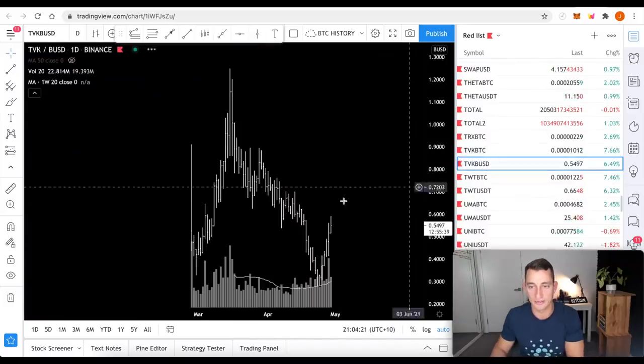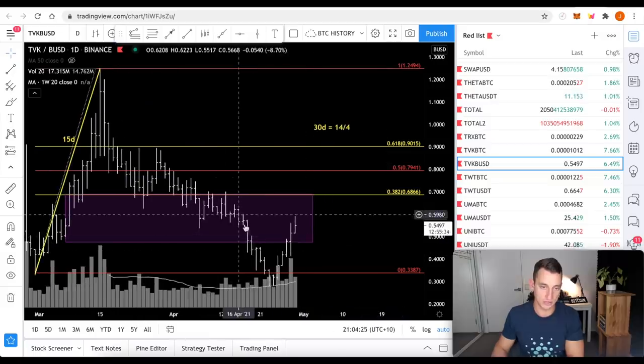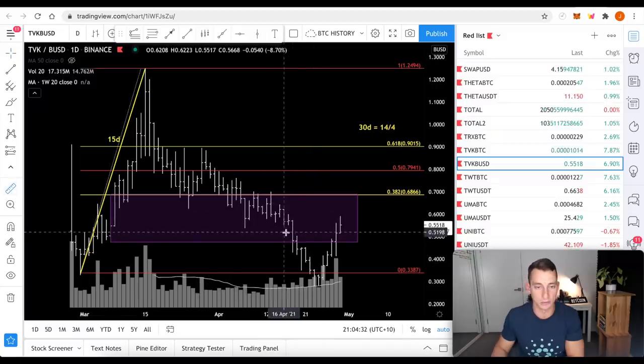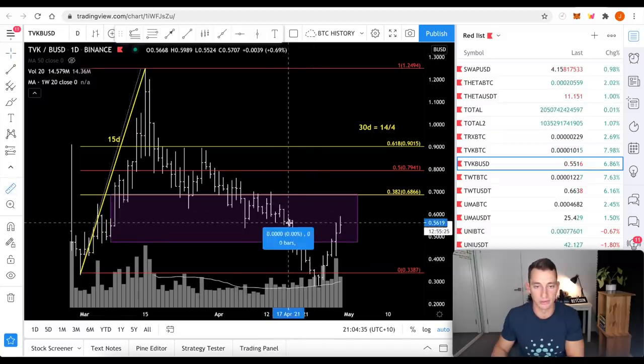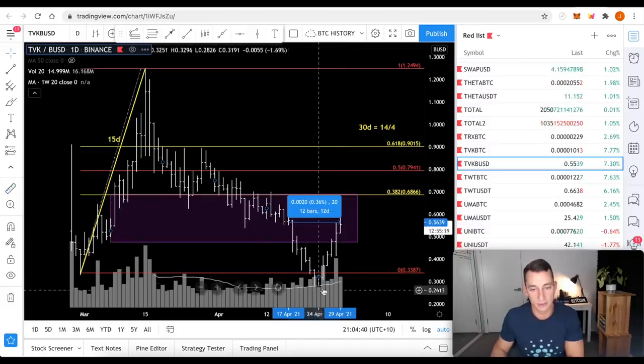TVK USD, 55 cents. Look at that bounce. That's a solid bounce. This was the part where everyone was writing saying it's garbage, I got into it and it's garbage. This is what happens every time when people don't do their research and they're not convicted on their project that they're in. 12 days from the dump to the recovery.